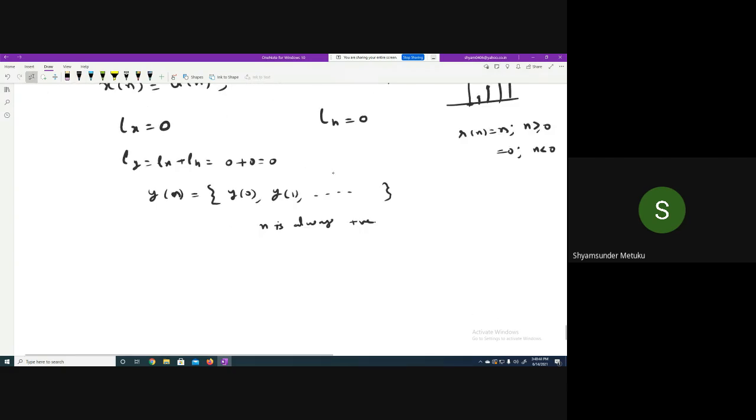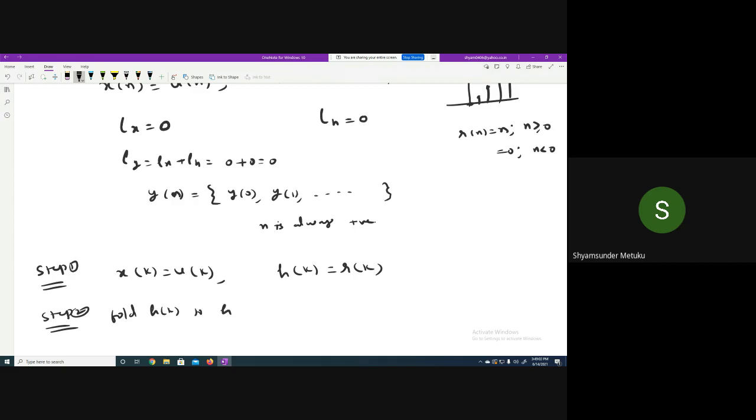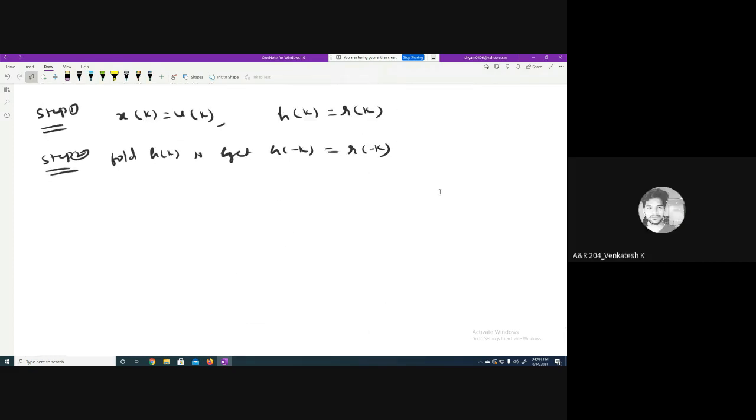There is no negative value. So for any one of the sequences, step 1, I am not going to change: x of k is equal to u of k, h of k is equal to r of k. Can I write this as step 1? There is no change. Step 2, fold h of k to get h of minus k. So can I write r of minus k? Yes.